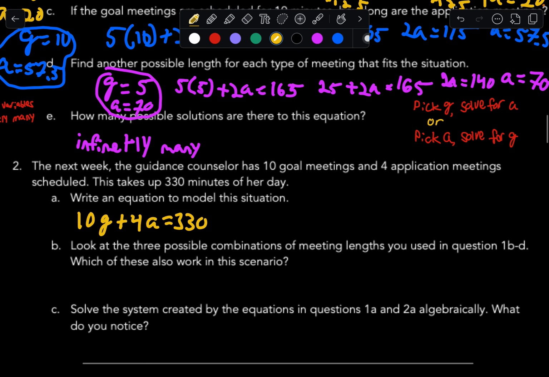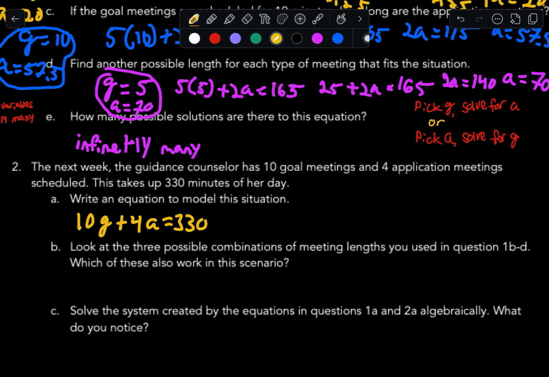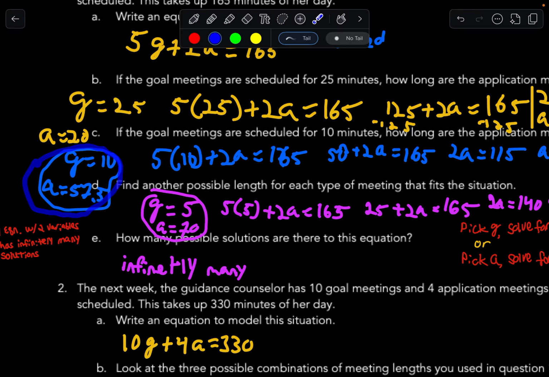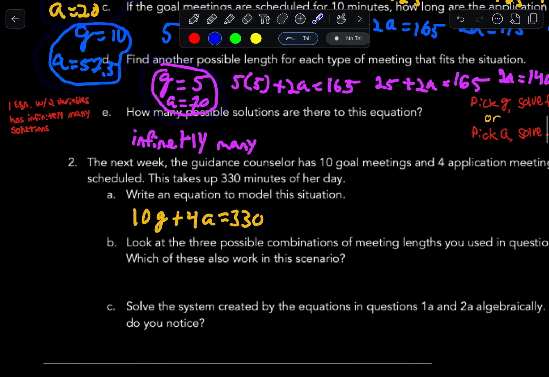All right, look at the 3 possible combinations we got before. They're referring to this one where G is 10 and A is 57.5, this one where G is 5 and A is 70, that's the one I made up, and this one where G is 25 and A is 20. All right? Look at the 3 possible combinations of the meeting length using questions. Which of these also works?